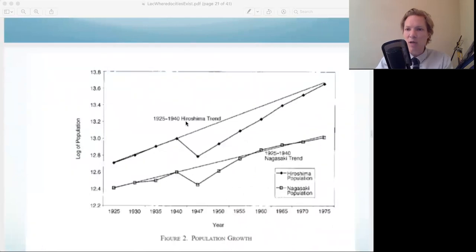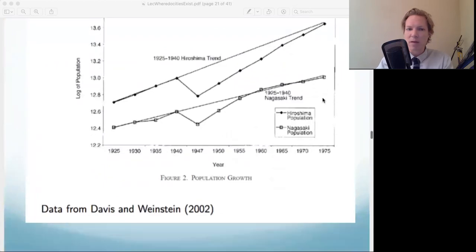We can see this most drastically with Hiroshima and Nagasaki, where these cities were decimated. Here's their population after the atom bomb, and then you can see that they basically return back to their pre-war growth path. There's something fundamental about these cities that made them important, and even after the bombing, they returned to their pre-war paths.